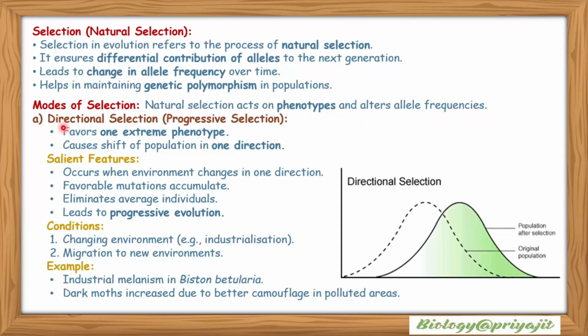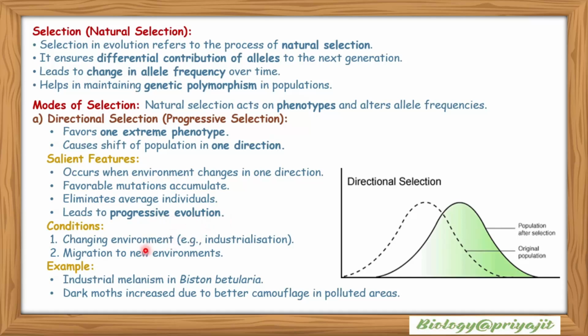The first of three types is directional selection, or progressive selection. This is the image showing the directional selection. It favors one extreme phenotype and causes a shift of the population in one direction. Salient features: it occurs when the environment changes in one particular direction, favorable mutations accumulate, then it eliminates average individuals, and it leads to progressive evolution.